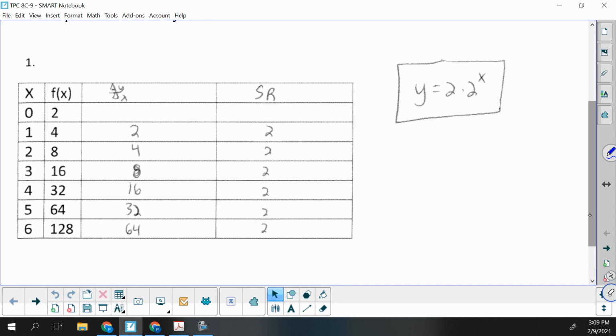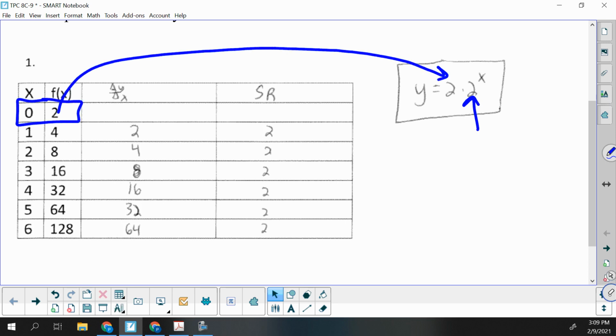First one on the homework, when you do your change in y over change in x, should have got 2, 4, 8, 16, 32, 64. When you divided y2 divided by y1, you should have got 2 for each of them. So that's why this is 2, because the successive ratios were 2. And then because at our x value of 0 we had 2, that's why the front one is 2. So different reasons for each of those 2's.